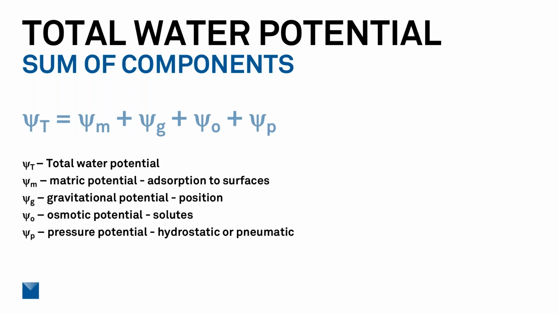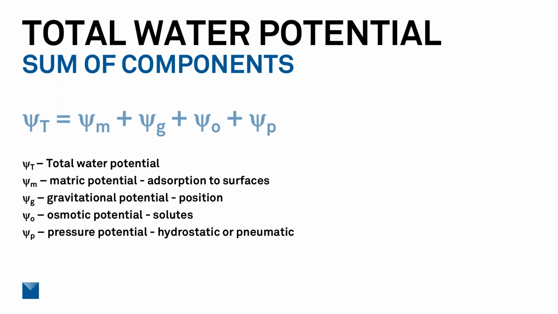Well, what makes up water potential? There are four main components that make up total water potential. We have matrix potential, which describes the absorption of water to surfaces or within pores of soil. We have the gravitational potential, which is primarily related to its position within a gravitational field. We have the osmotic potential, which is governed by the amount of solutes in the water. So the higher the solutes, the higher the osmotic potential. And the pressure potential, which is a measure of the hydrostatic or pneumatic pressure. This more so comes into play when we're looking at saturated conditions.